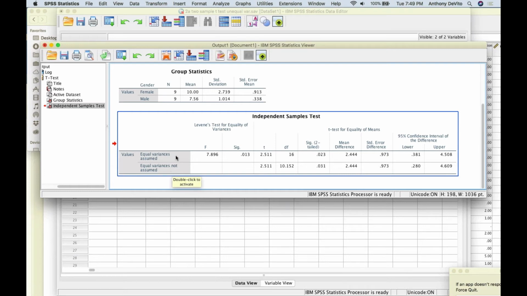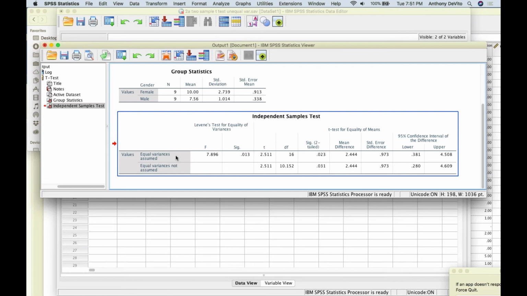Okay, so now the other thing you may notice here is that there's really an extra box here. You see how the t-test really starts here. You've got t, degrees of freedom, significance. Those are the names that you're interested in. This is the t-test over here. So what is this part over here? These two boxes. Levene's test for equality of variances is this little box right here.